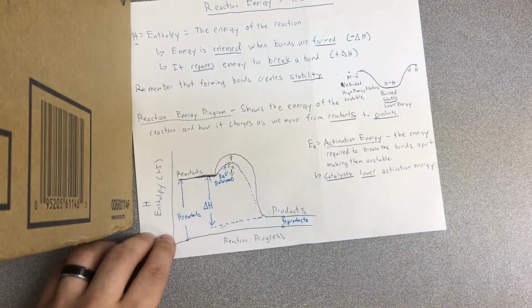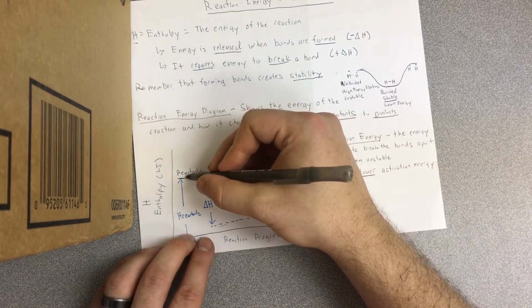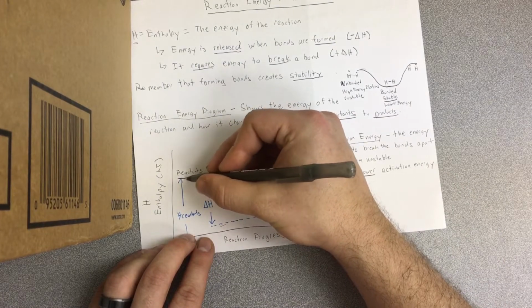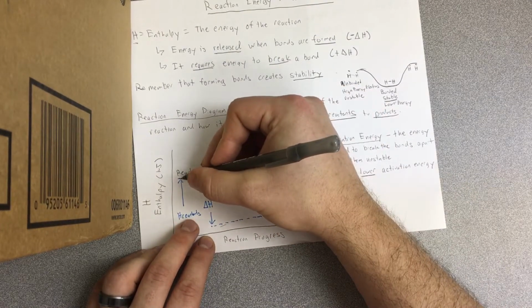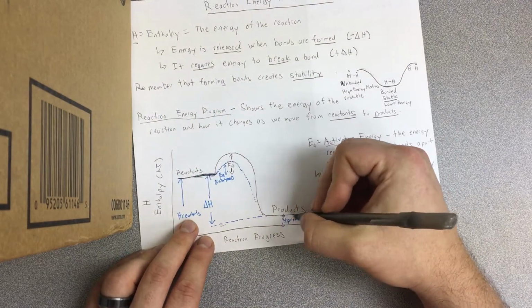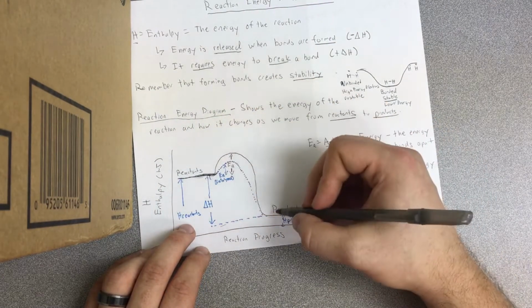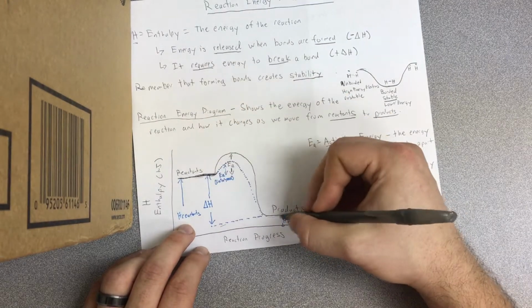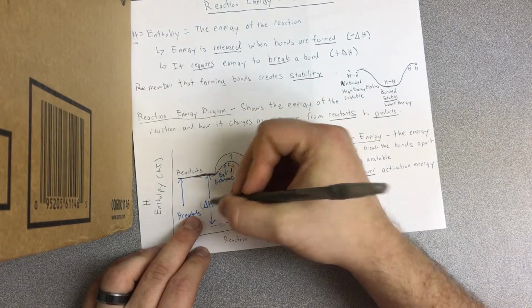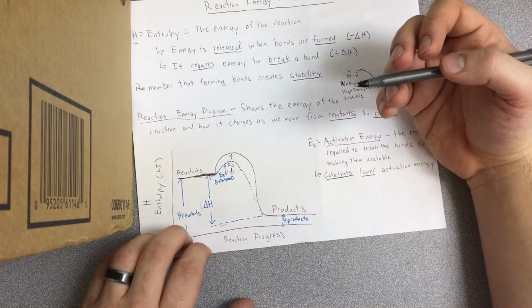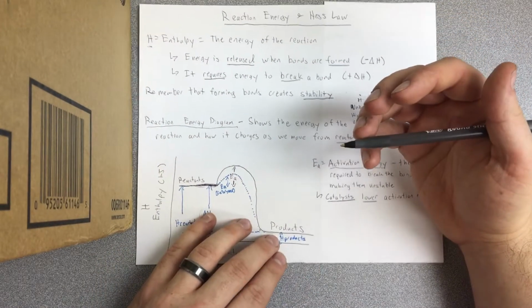So what happens is, as we start a reaction, we will progress from reactants to products, which will have a different energy. And the difference in the bond energy of the reactants and the products is what's known as our delta H value. That tells us whether a reaction is exothermic or endothermic.